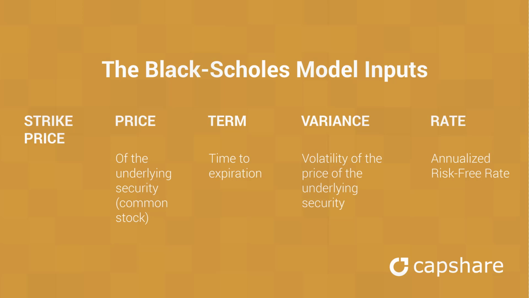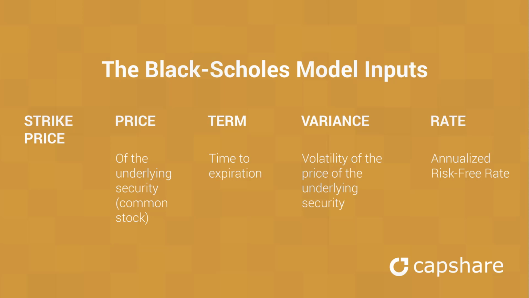So essentially the Black-Scholes method is a formula with 5 inputs. You enter those 5 inputs into a formula, and it returns an estimated fair value for the option. Those 5 inputs are the strike price, the price of the underlying security or common stock, the term, which is the time to expiration, the variance or volatility of the price of the underlying security, and last of all, the annualized risk-free rate. So let's figure out what those 5 inputs are in our case.